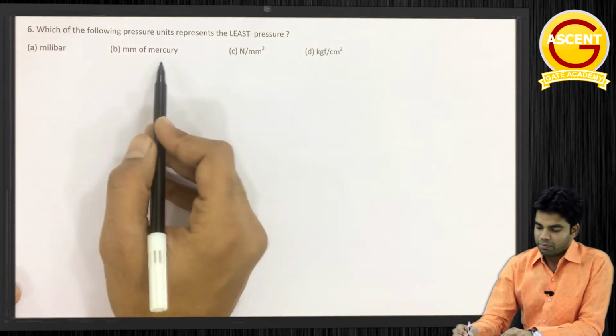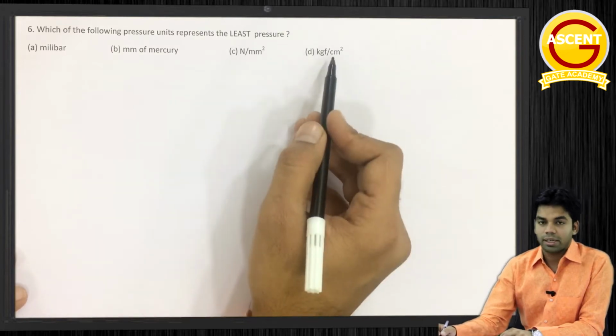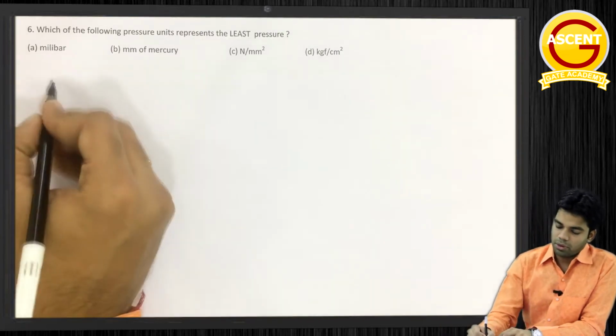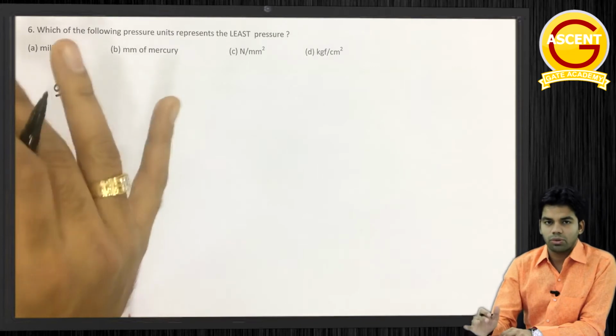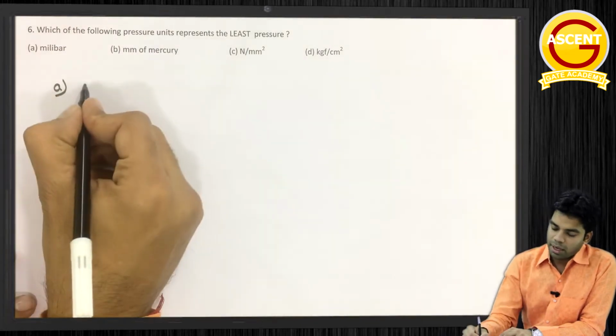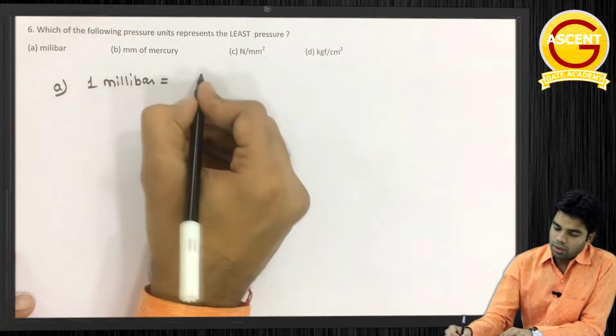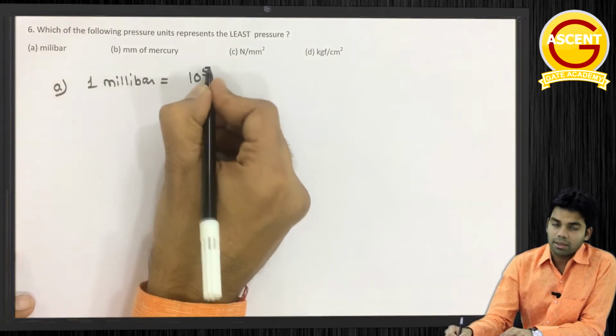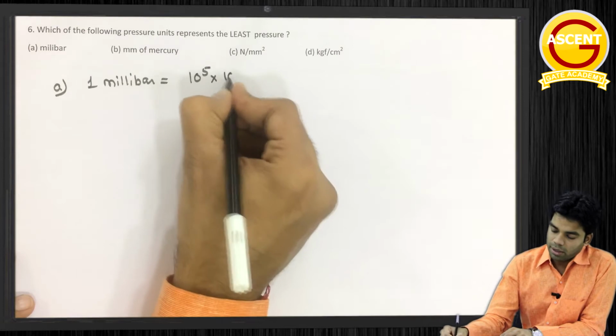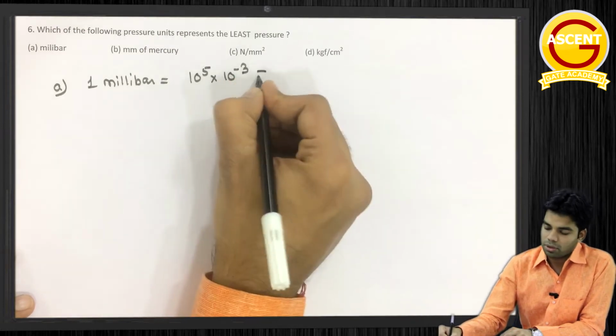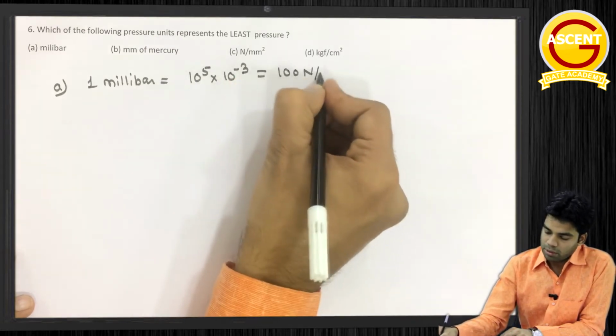Millibar, mm of mercury, Newton per mm square, and kgf per centimeter square. Okay, so let us analyze this, and obviously you should remember these things. So, 1 millibar, as we know, 1 bar is 10 raised to power 5 Pascal, 1 millibar into 10 raised to power minus 3. Okay, so this will be equal to 100 Newton per meter square.